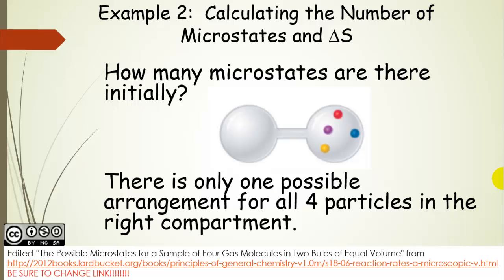So how many microstates did we start off with? Remember our discussion earlier where we had 4 particles in one side and none in the other. In this case we were told they start off in the right hand side. So there's only one way to do that, right? So 4 over here, 0 here. That means there is 1 microstate associated with this initial state.